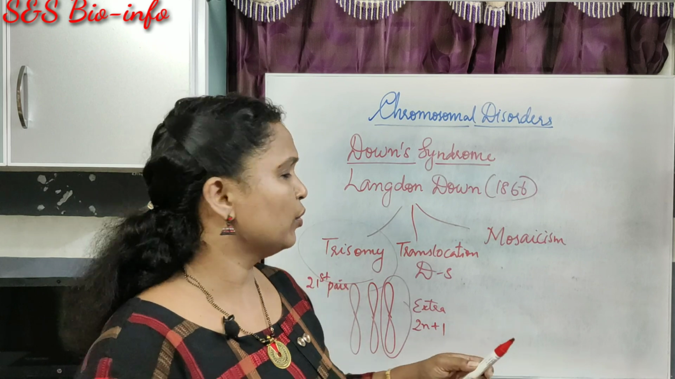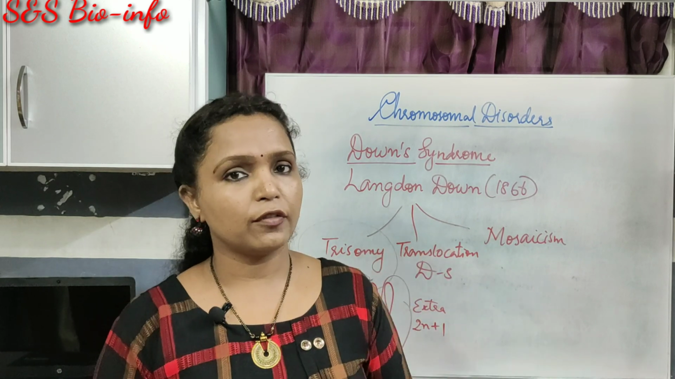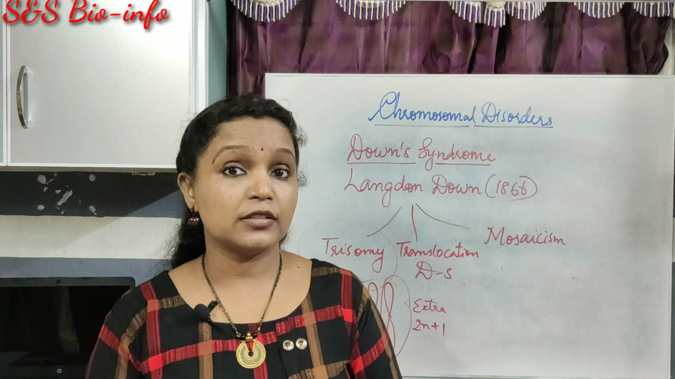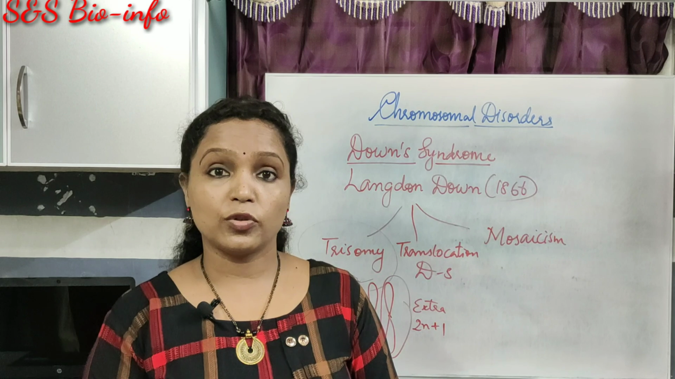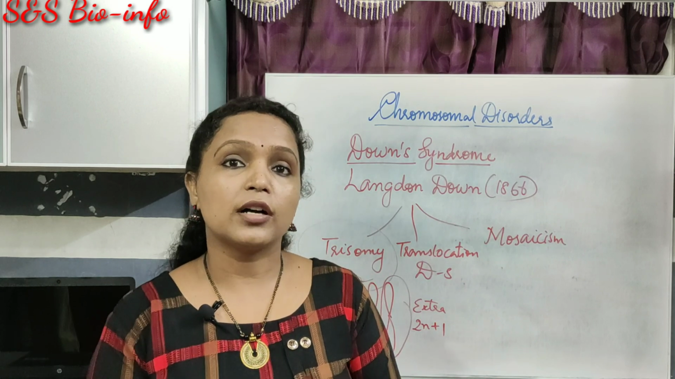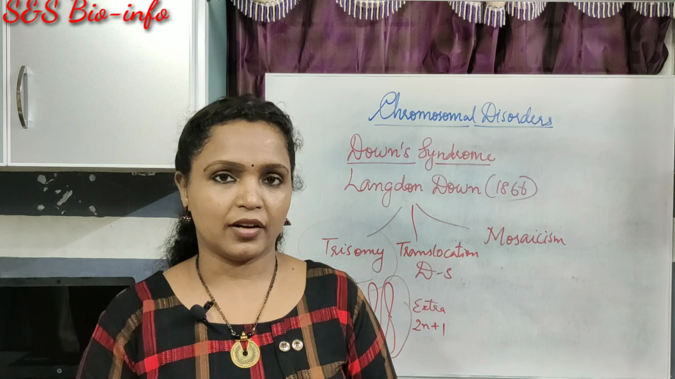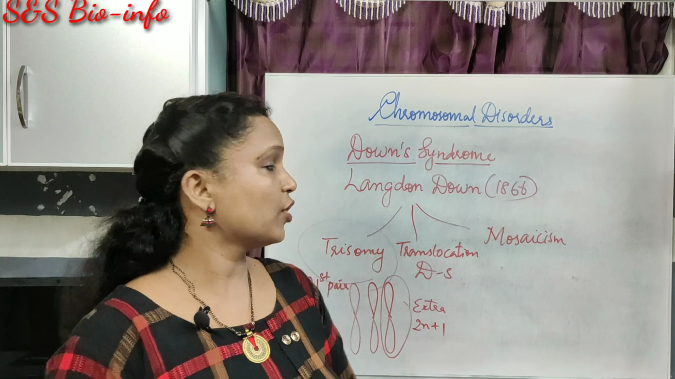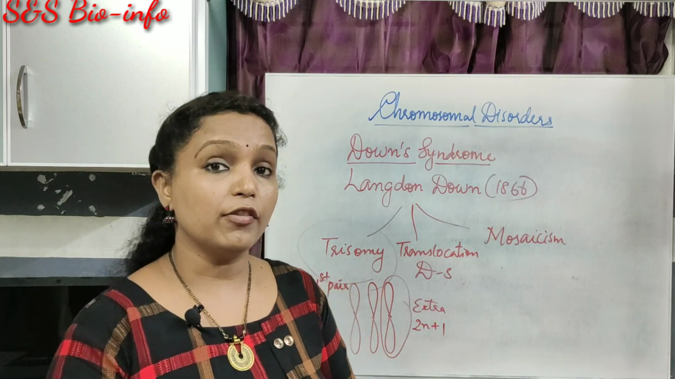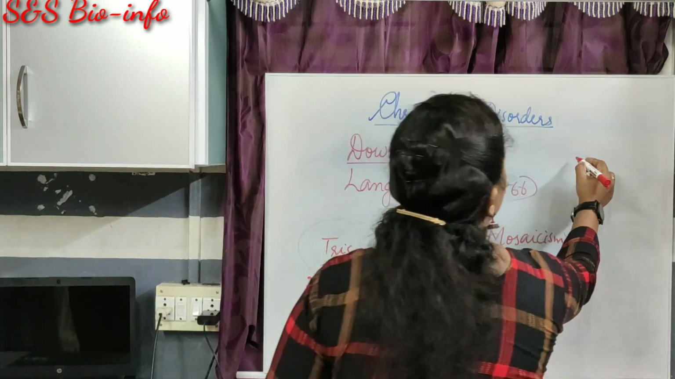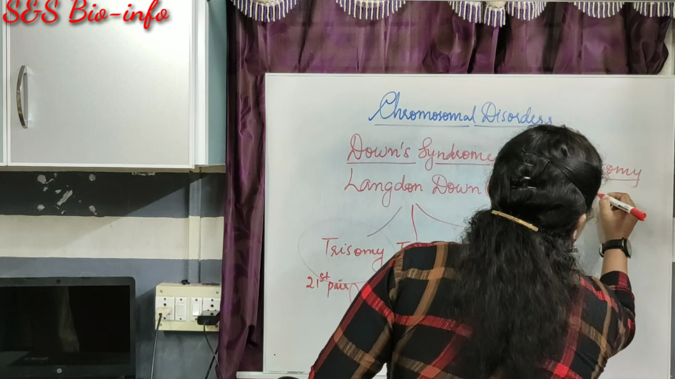Now we are going to learn more about trisomy, the addition of a copy of chromosome in the 21st pair of autosomes. As it is present in the autosomes, this can occur both in male and female children in the generation. In the case of trisomy, the total number of chromosomes will be 47.